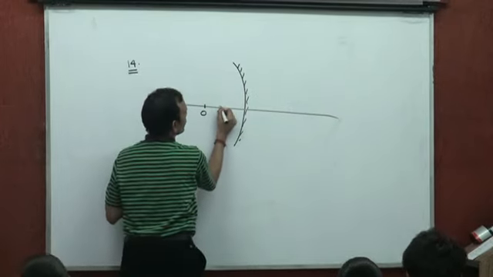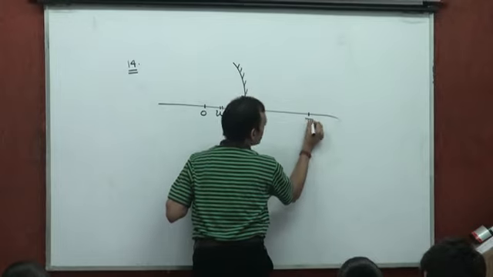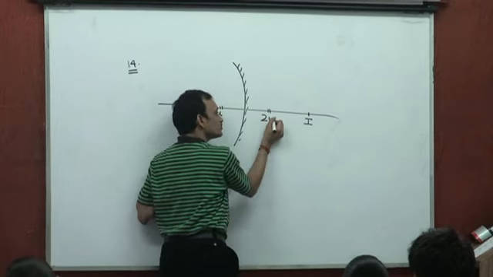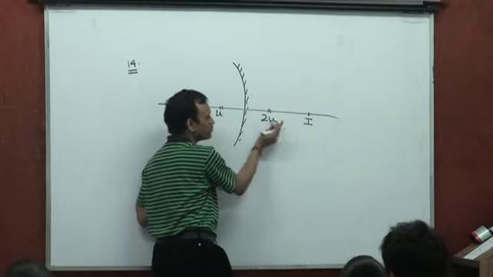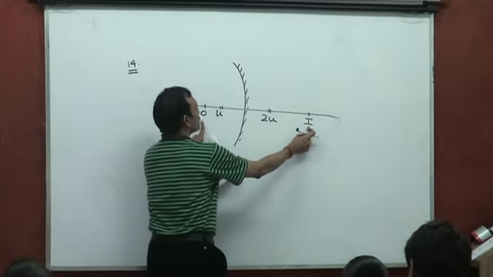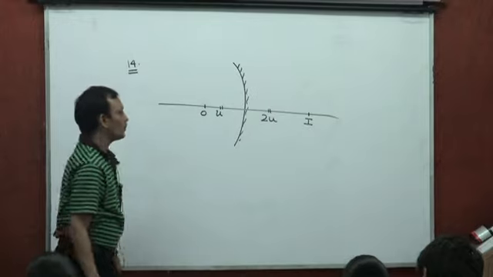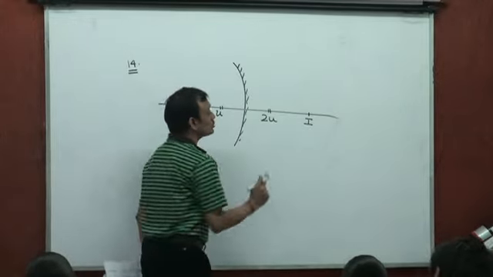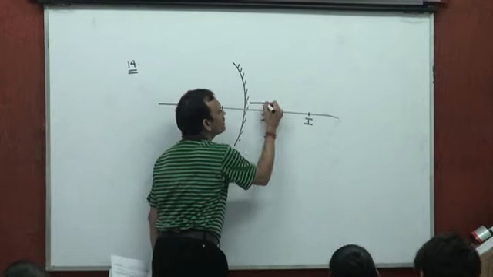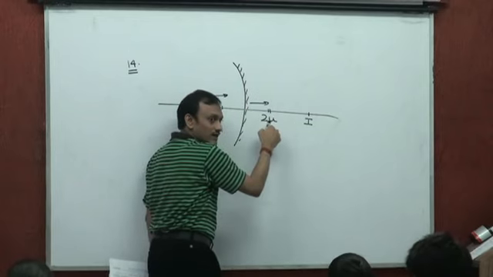Object O at a distance u, right? Image I at a distance, this distance would be 2u, magnitude, not algebraic. U is positive, this distance would be 2u. So in this case, the distance between the object and the image would be 3u, right? Where if I apply 1 by v plus 1 by u, so in this case what is v? U is positive, so v, measured in the direction of the incident ray, would be negative, isn't it? V would be minus 2u.